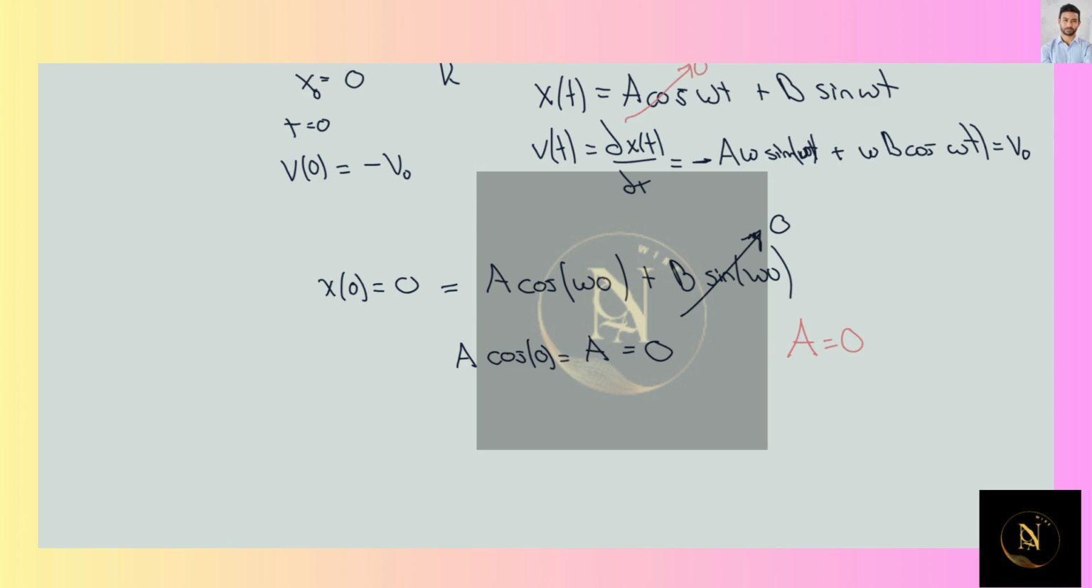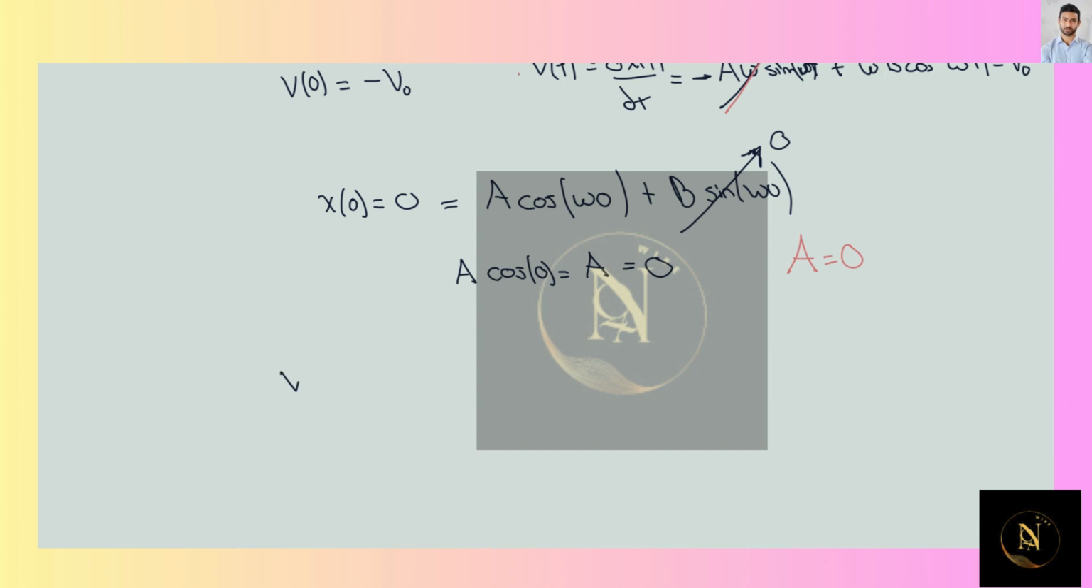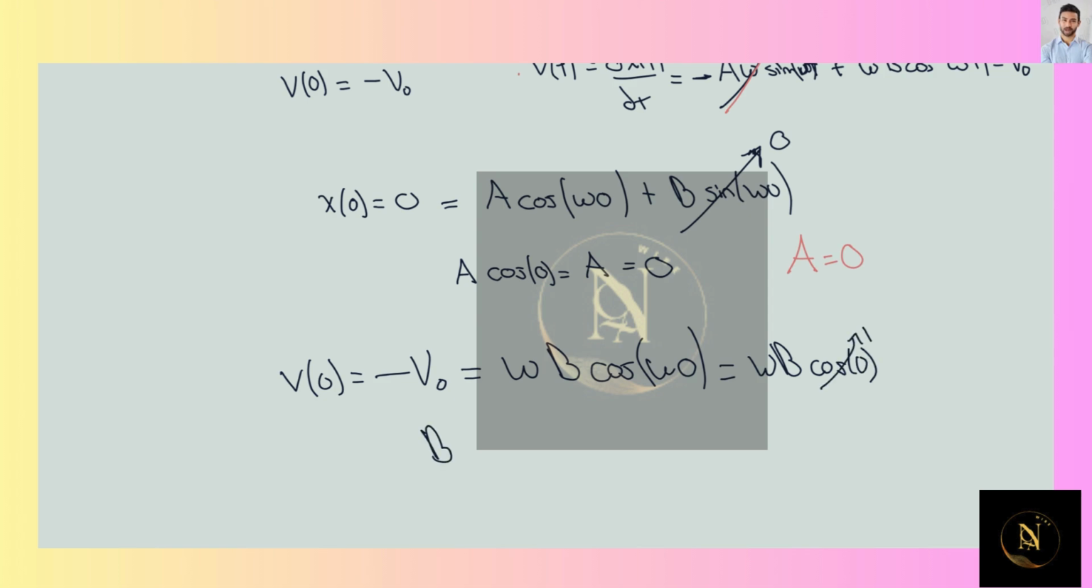Now, the value for b is going to be determined by the condition on velocity. So we know that velocity as a function of time at time 0 needs to be equal to minus initial velocity, minus v0, and this needs to be equal to omega times b cosine of omega t. Replacing the value of t with 0, and remembering that cosine of 0 is equal to 1, we know that the value for b would be equal to minus v0 over omega 0.